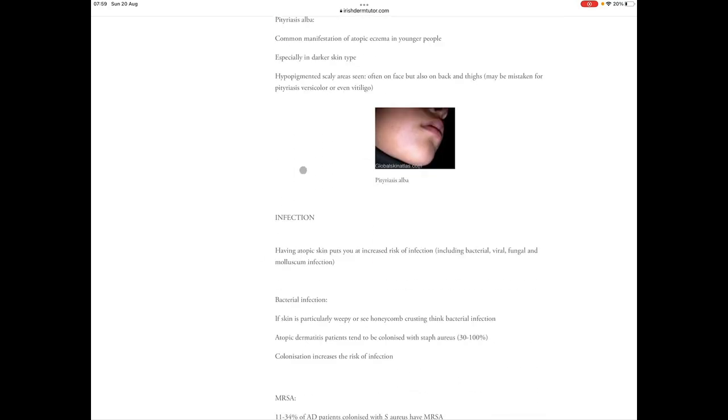There's also something called pityriasis alba, and this is a common manifestation of atopic eczema in younger people. It's more noticeable in darker skin types. As you can see here, you get a hypopigmented area. It often is on the face. And I remember the first few times I saw it, I was thinking that it could be vitiligo or something like pityriasis versicolor. Vitiligo would not have scale associated with it, and there'd be no pigmentation at all within it. Pityriasis alba, oftentimes it's just a bit hypopigmented compared to the surrounding area, and oftentimes there's a bit of scale that's noticeable.